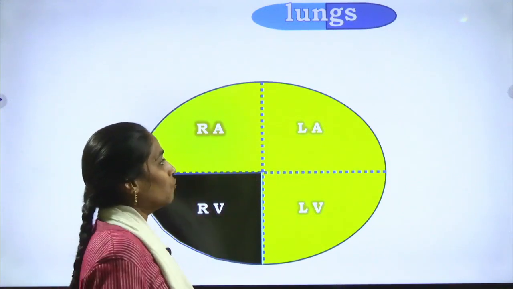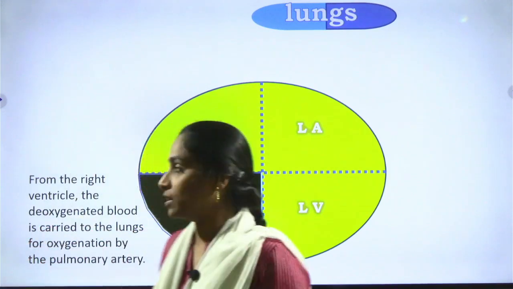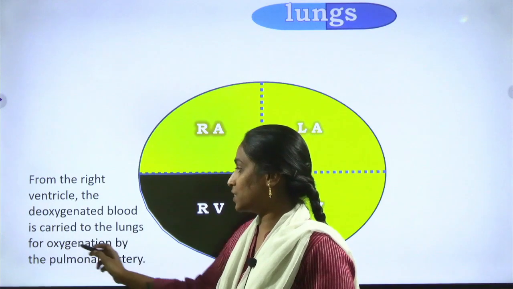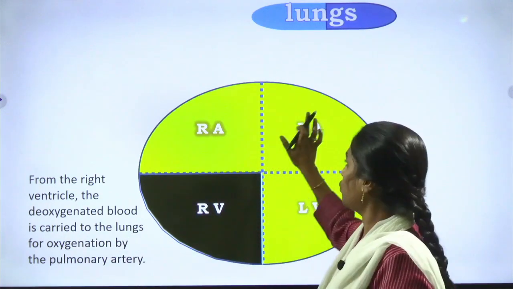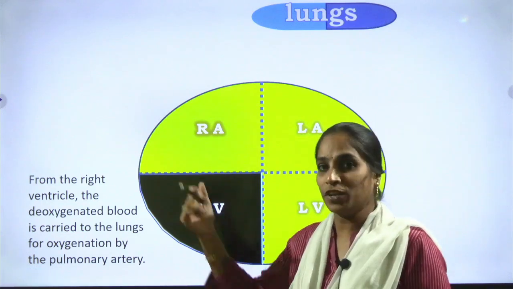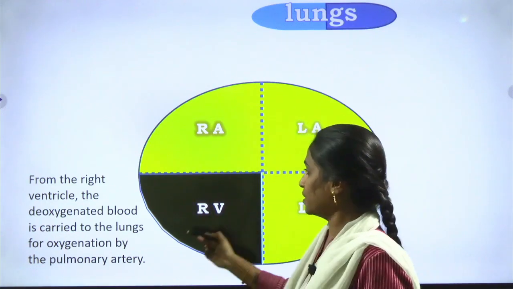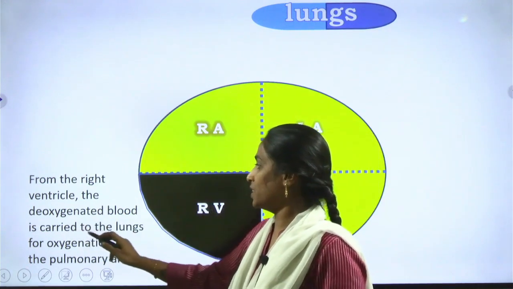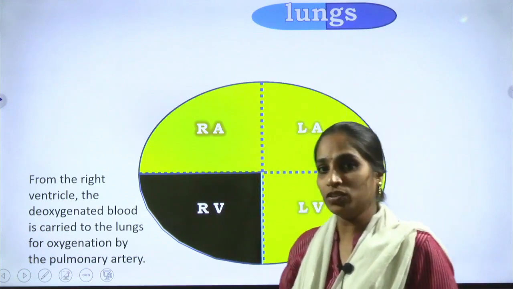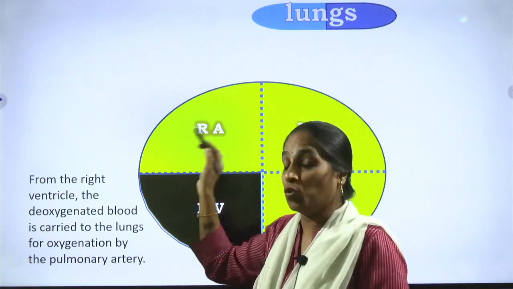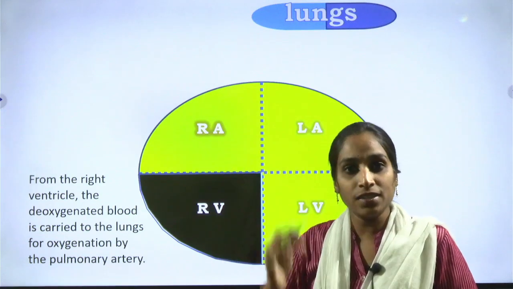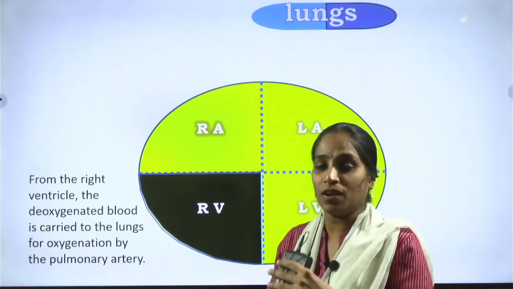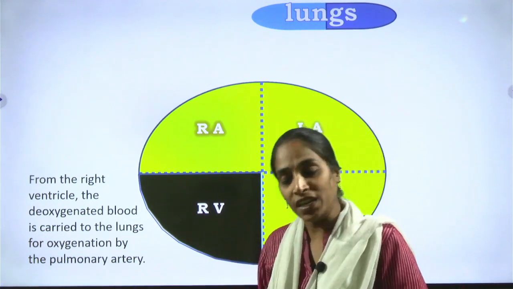And let us see here what happens. Here we can observe from the right ventricle, the deoxygenated blood is carried to the lungs for oxygenation. Before going to this, from here, where does the blood go? We didn't discuss it. So let us see here, from the right ventricle, we can observe the deoxygenated blood is carried to the lungs. For what purpose? Only carbon dioxide molecules enter the lungs. So that is for the exhalation process. After inhalation, immediately we do the exhalation process.